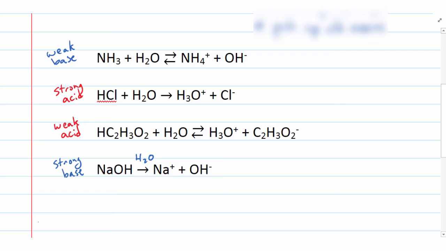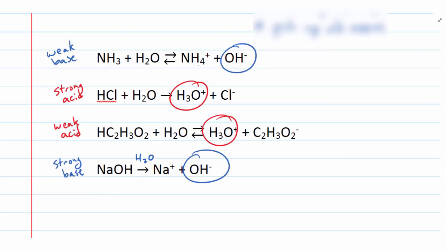First of all, when we look at these equations, if I didn't have these labeled here, how do we know which ones is a base? What would we look at? OH negative, exactly. It's going to have the hydroxide ion. And if it's an acid, what do we look for? H3O plus, exactly. So here's our acids, the ones that I've put in red, and then the part that identifies it as a base we put in blue.